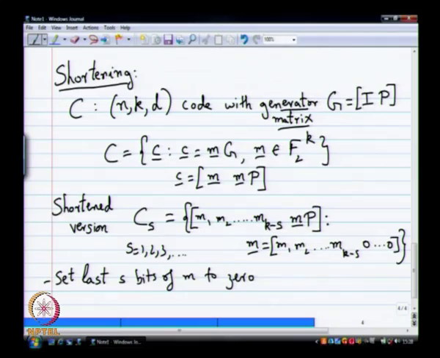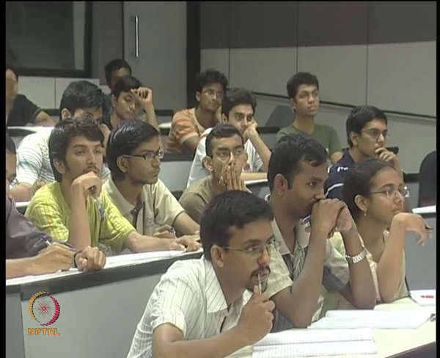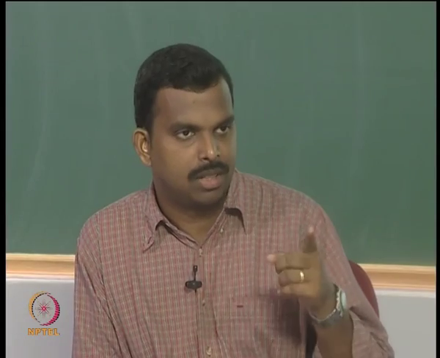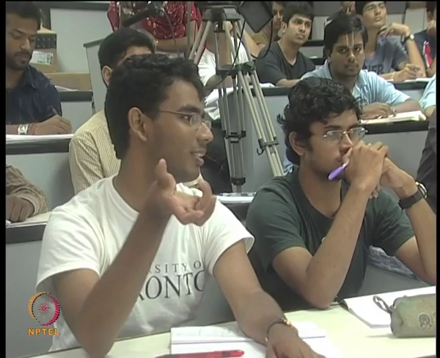Is that clear? Reasonably clear. So you basically restrict yourself to only the k minus s bits of the message, and the remaining bits you set to 0. Is there a question? It's basically like having another code with k decreased by s. So what utility comes from it? Yeah, I'll come to that.